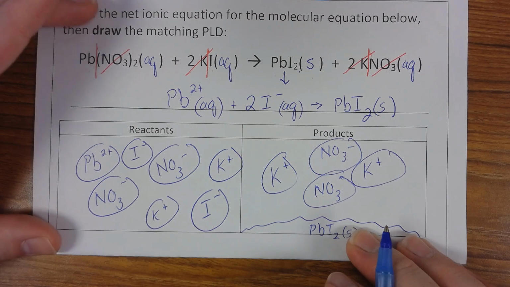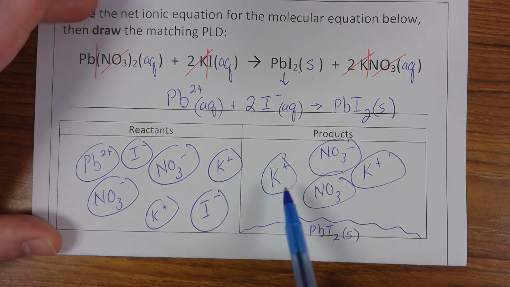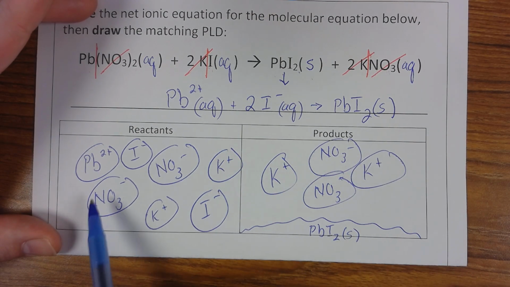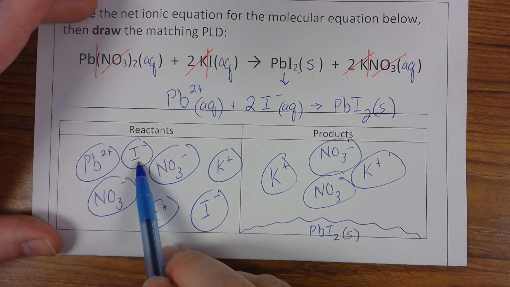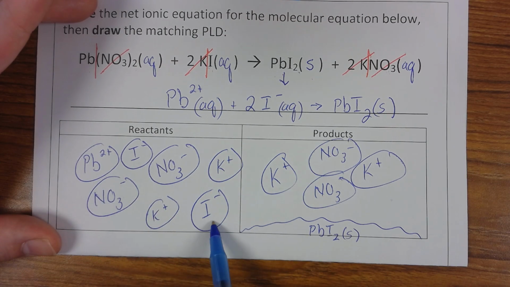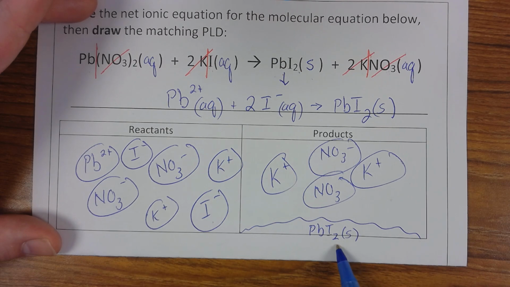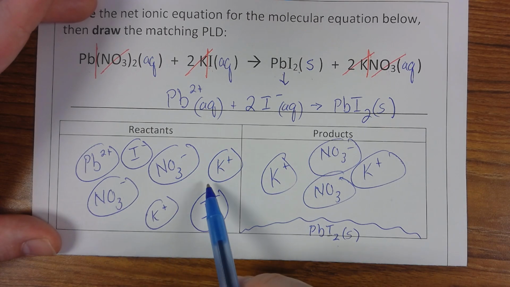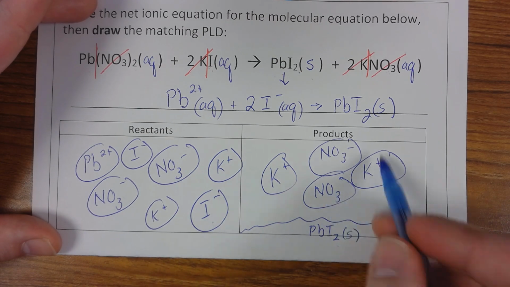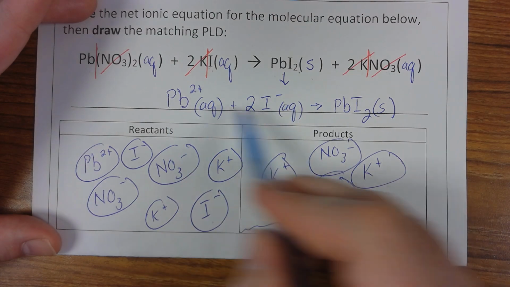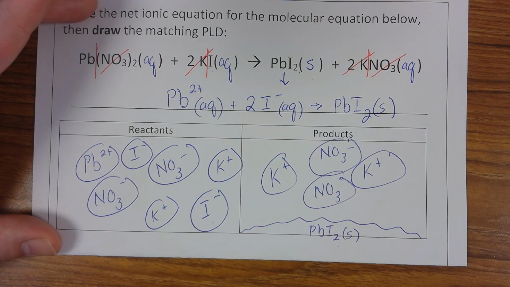And again, it makes it really obvious why we eliminate the potassium and the nitrate from this. The only things that are actually doing anything in this reaction are the lead and the iodine. The lead reacts with the 2 iodines to make the PbI2 you see right here. The K's and the NO3s, the potassiums and nitrates, they don't do anything, which is why we eliminated them when we drew the net ionic equation here.